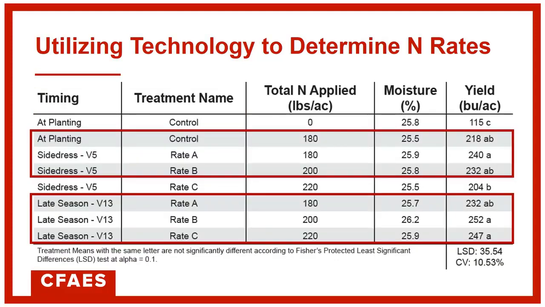Now, this one we got in there a little bit earlier, V13, and we start to see a little bit of difference. Got that nitrogen on before it was trying to throw tassels on us. So when we put down at planting control, 180 pounds of nitrogen, 218 pounds or bushels of corn. And then we look at V5 side dress, increasing. The rates did not significantly increase yield.